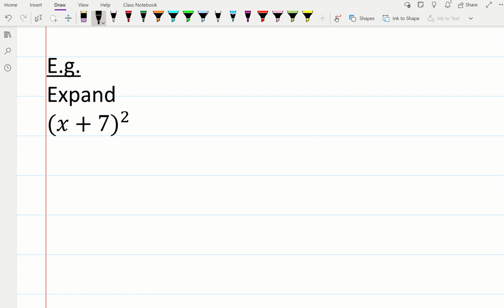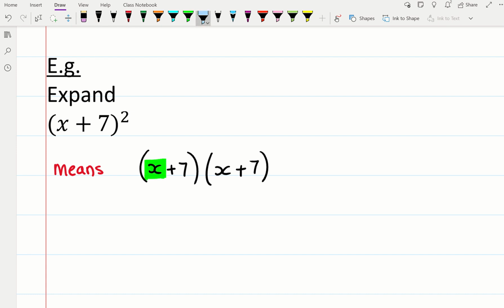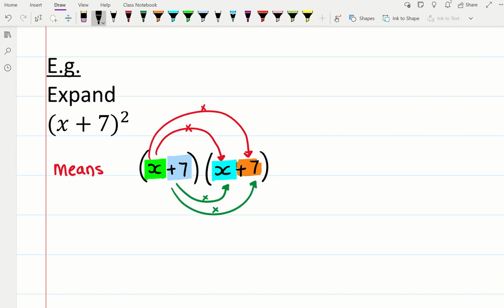Now you can get questions like expand x plus 7 squared. If the bracket is squared, this means you've got two of them: x plus 7 times x plus 7. You still have to do the arrows. So if I highlight, I've got an x plus 7 and an x plus 7. x times x, x times 7, 7 times x, 7 times 7.